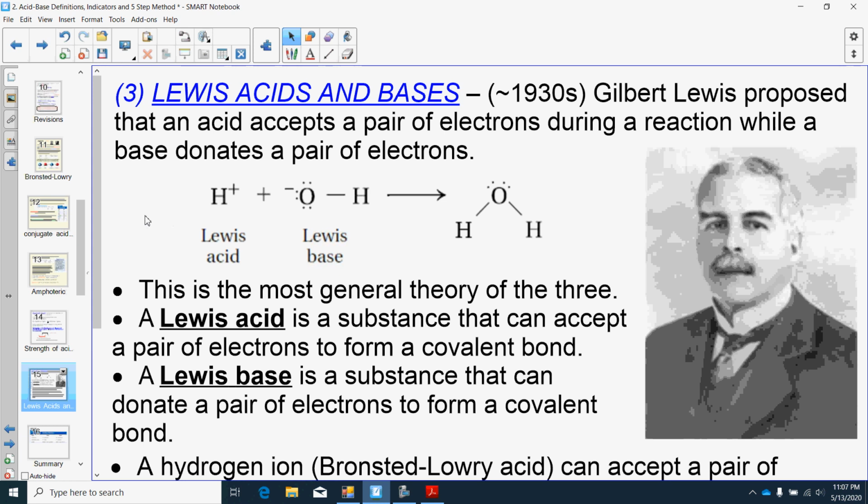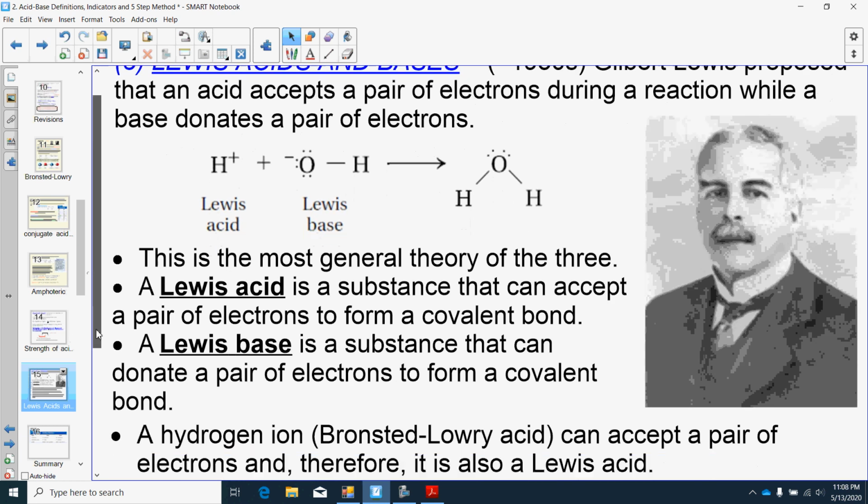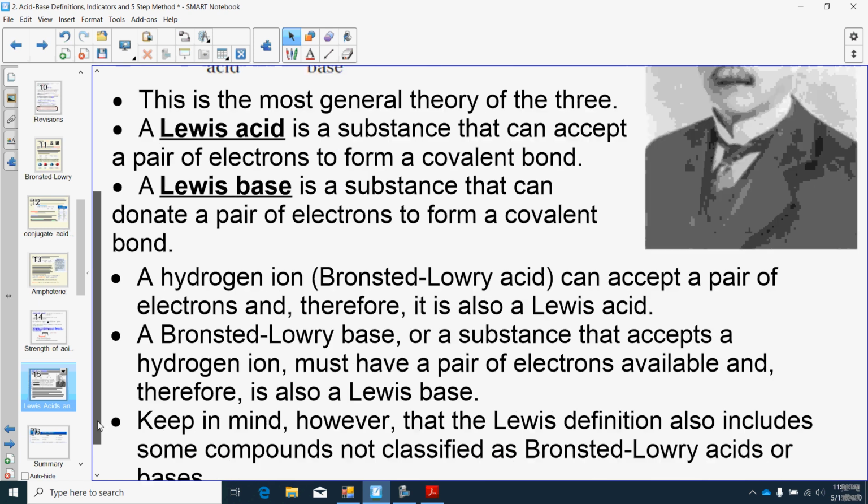So with him, instead of having a proton being donated or accepted, he had electron pairs. So a Lewis acid is a substance that can accept a pair of electrons. So they were electron acceptors and bases were electron donors. So opposite, and with electrons instead of protons. Again, just want you to recognize that there is a third set of definitions that exist for acids and bases.